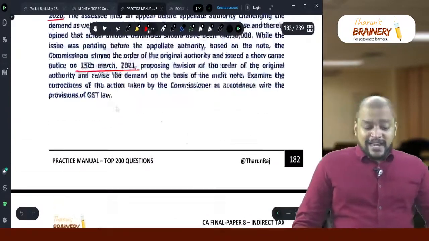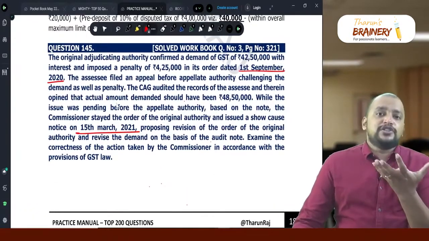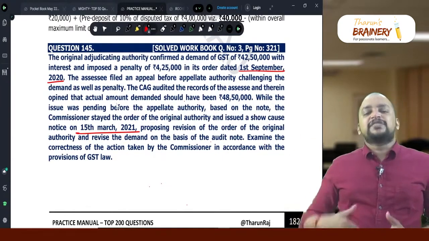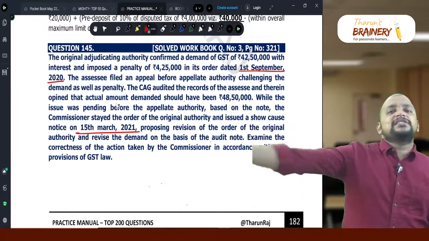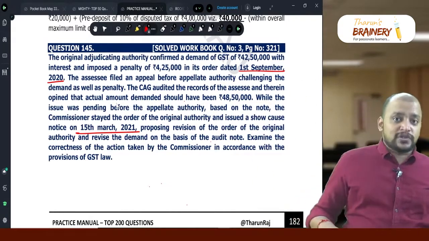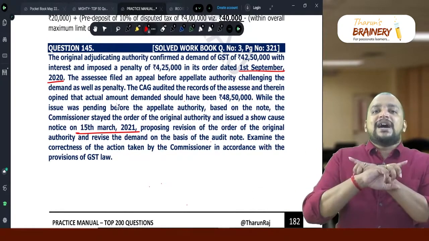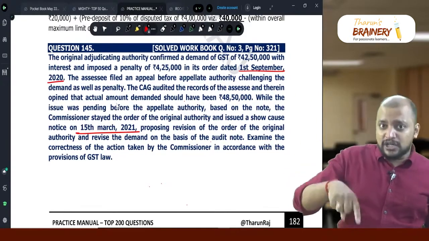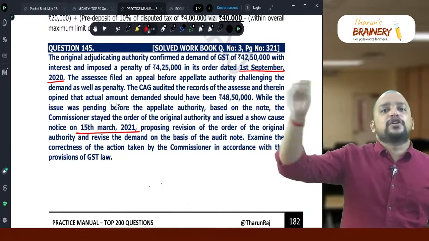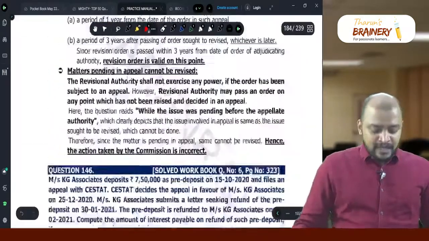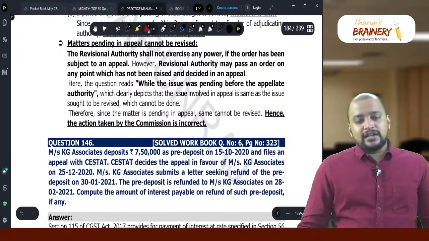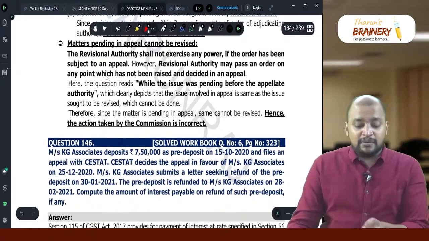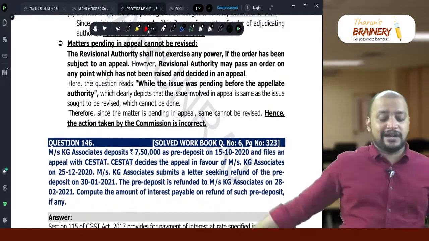But on the aspect on which they went for appeal, because in an adjudication order there will be a lot of transactions, out of these transactions we might have gone for appeal on a few. With respect to the transactions on which we go for appeal, the revision authority should not pass the revision order. Whatever the transactions or grounds on which they went for appeal, the revision authority cannot revise the order. So matters pending in appeal cannot be revised. The revision authority shall not exercise any power if the order has been subject to an appeal. However, the revision authority may pass an order on the point which has not been raised and decided in an appeal.